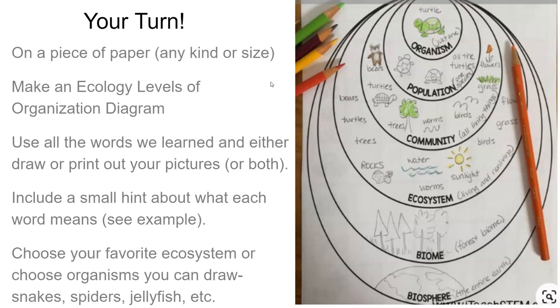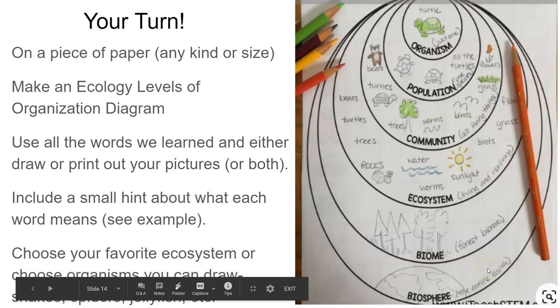Okay, so you're going to find any kind of paper that you have. It can be a piece of construction paper, it could be drawing paper, it could be copy paper, it could be lined paper, it could be torn out of the very back of your science notebook. Okay, so some kind of paper, you're going to create this diagram. You're going to have all the levels on there, just like this one. You're going to have drawn pictures, and then a little note next to it, just one species, all the living things, living and non-living, a little note next to it to help you remember what that is.